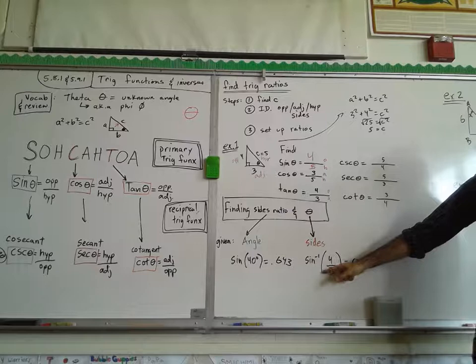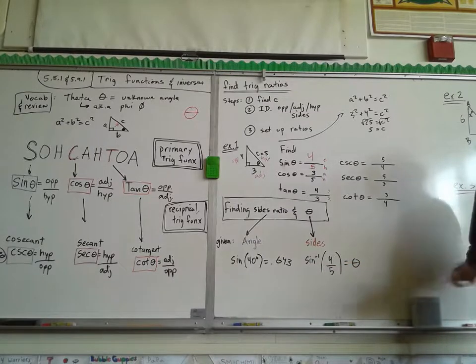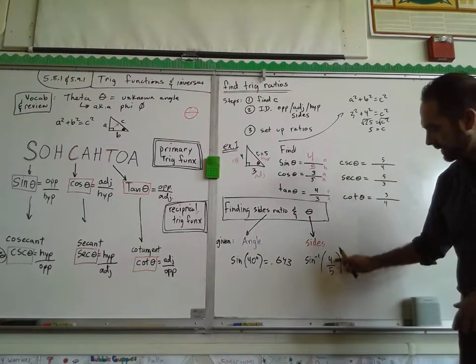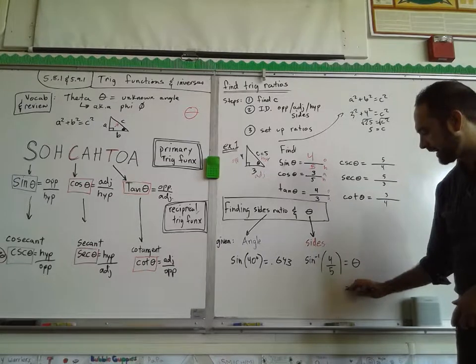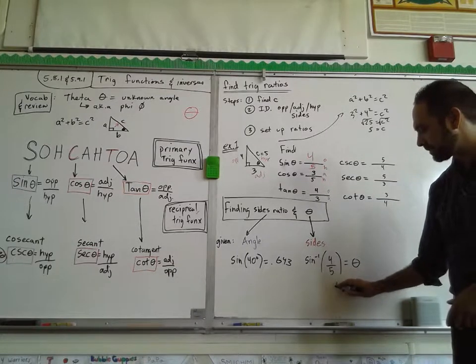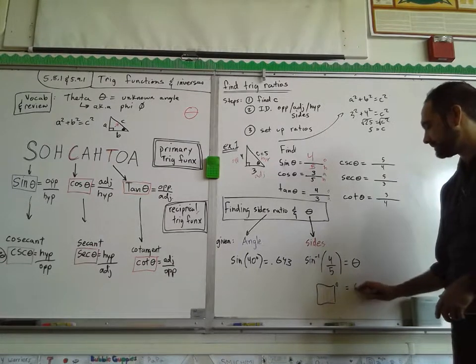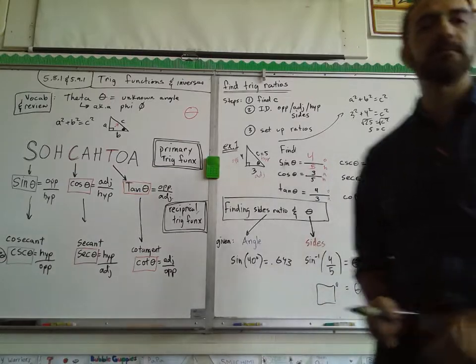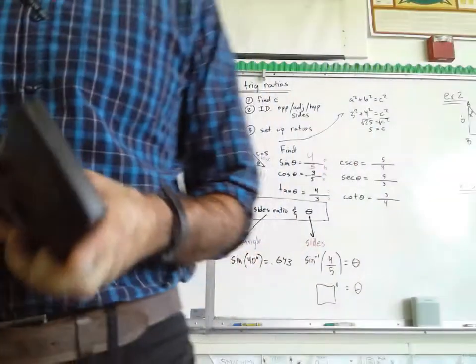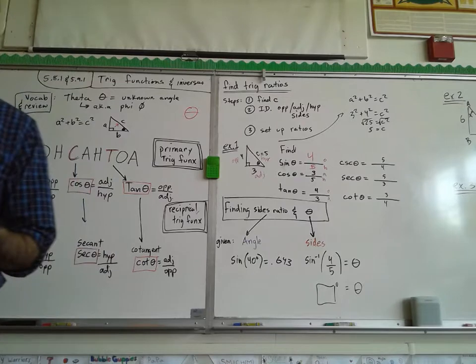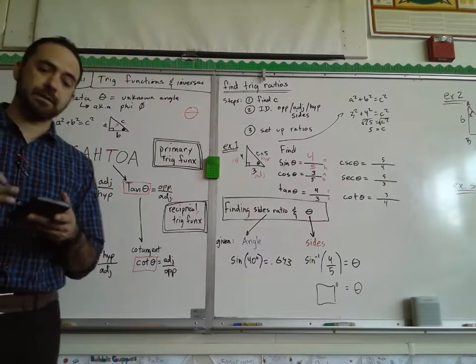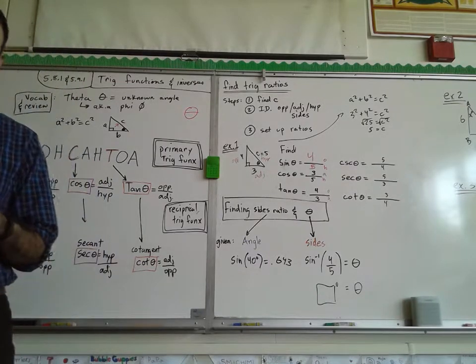I want you to go ahead and find what theta is. If you do the inverse of the side ratios, you're going to find some angle measurement. So go ahead and punch in either inverse sine and then 4 over 5, or 4 divided by 5 and then inverse sine. I'm going to give a little demo on the TI-83.